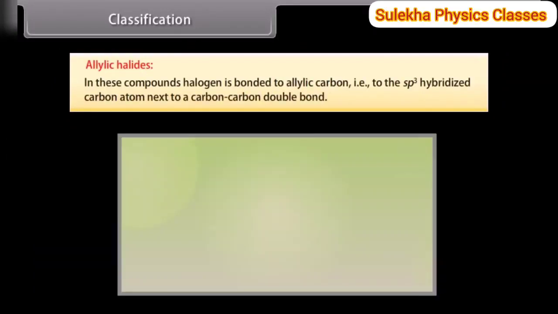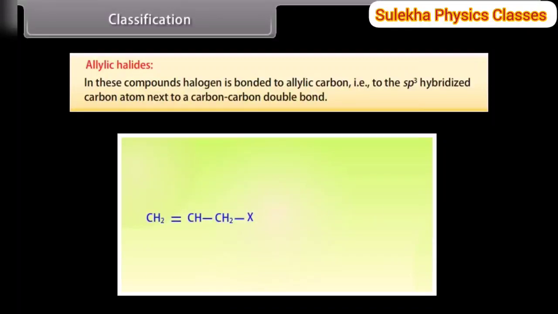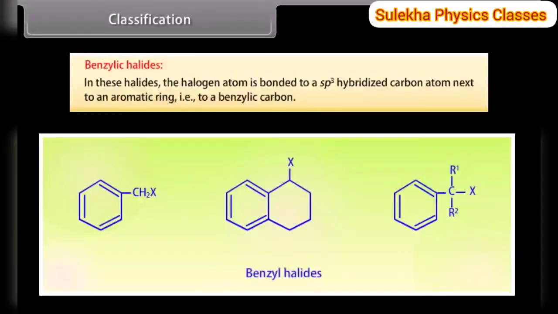Allylic halides. In these compounds, halogen is bonded to an sp3 hybridized carbon atom next to a carbon-carbon double bond. Benzylic halides. In these halides, the halogen atom is bonded to an sp3 hybridized carbon atom next to an aromatic ring, that is, to a benzylic carbon.